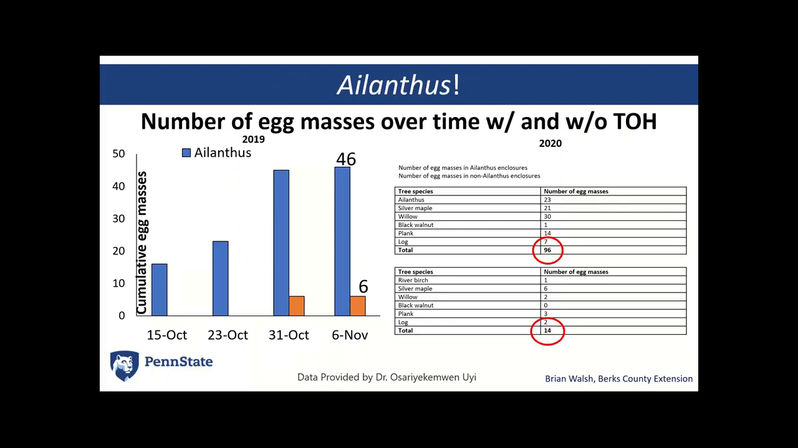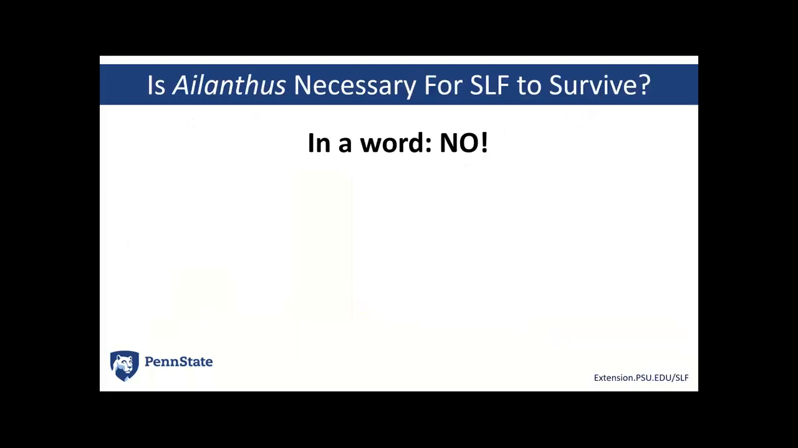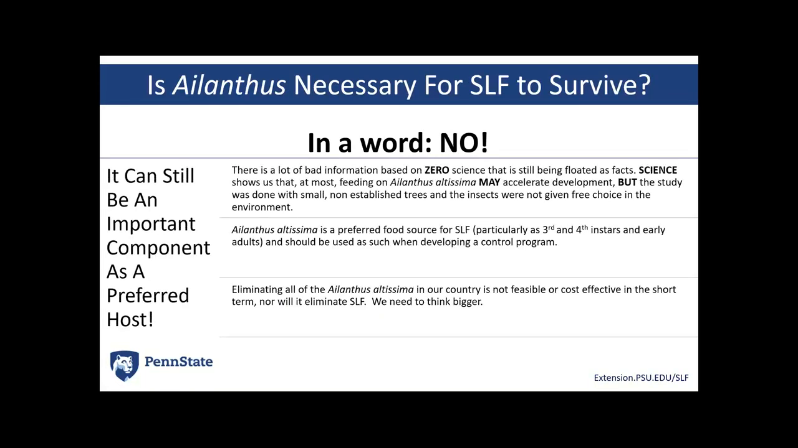Some of those cages had ailanthus present and some did not. And lo and behold, we got more eggs with ailanthus present in 2019 by about a factor of 7. And then the following year, we got more eggs overall. The trees were better established, and still a factor of 7. We got more eggs with ailanthus, but we did not need ailanthus for the lanternfly to complete its life cycle. Absolutely not necessary.